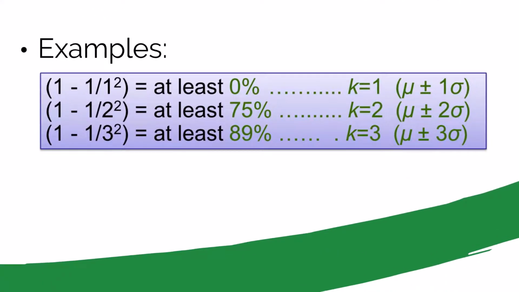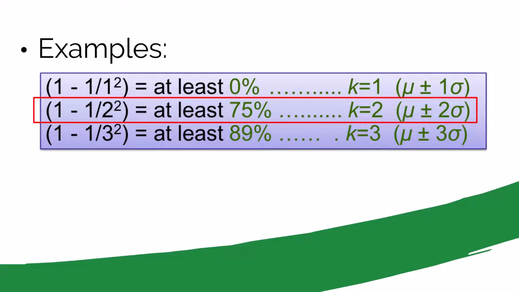So let's work this out a little bit. Assuming k equals 2, we'll take 2 squared, which is 4, and so 1 over 4 is 0.25. Therefore, 1 minus 0.25 equals 0.75. So we can apply this theorem and say that at least 75% of our data values are going to be within 2 standard deviations of the mean.